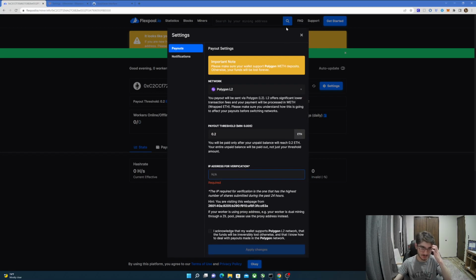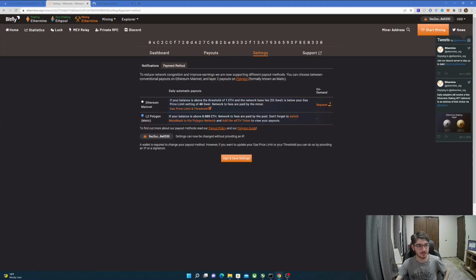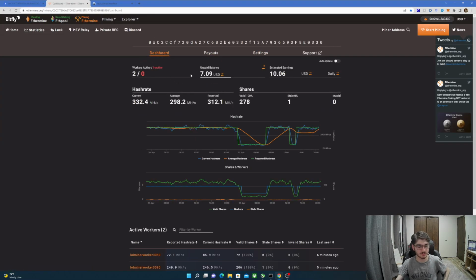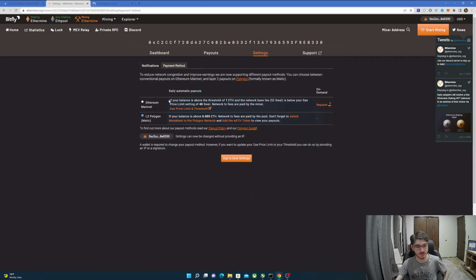You paste your address into here. On Ethermine, you're going to go to your settings and then payment method, and make sure you change from Ethereum mainnet to L2 Polygon Matic. Then you're going to want to switch MetaMask to the Polygon network. I've already got it on Polygon, and then you want to add the wrapped Ethereum token.